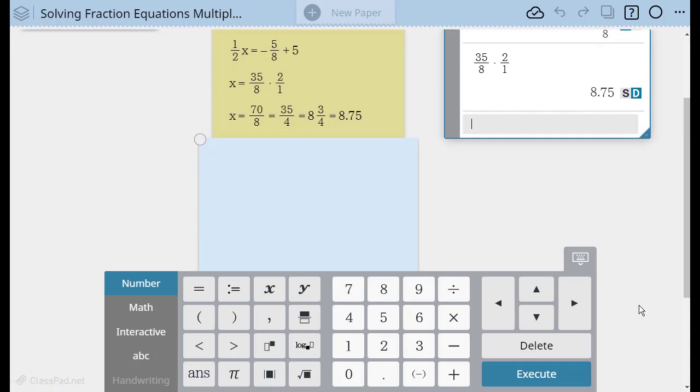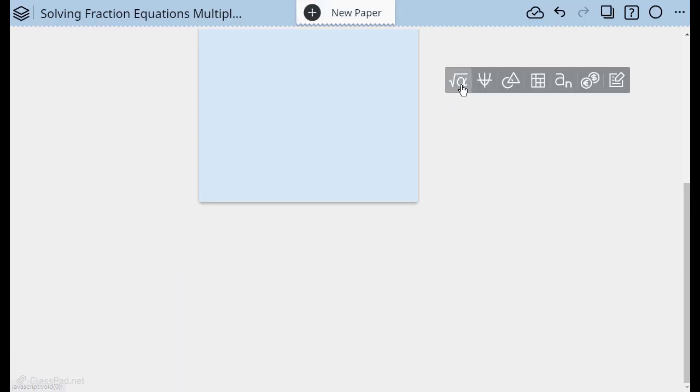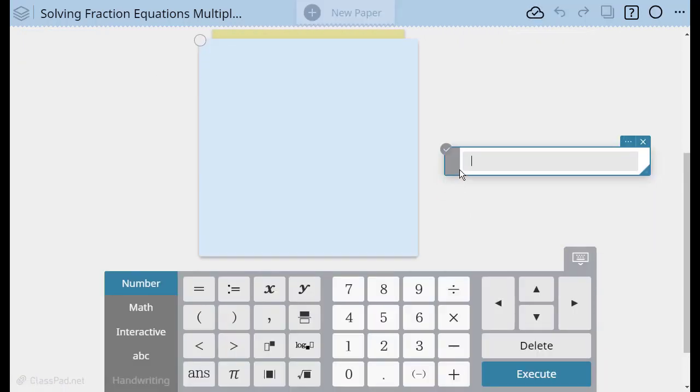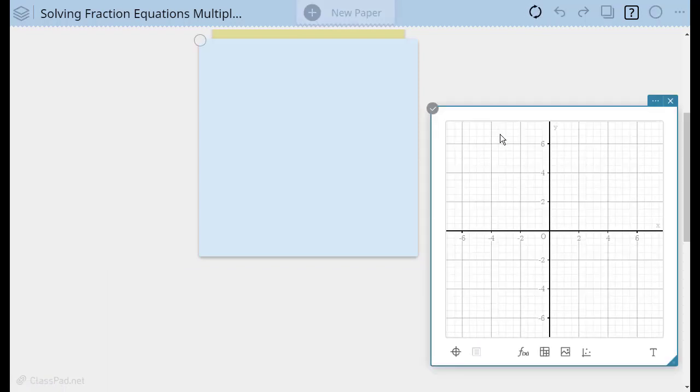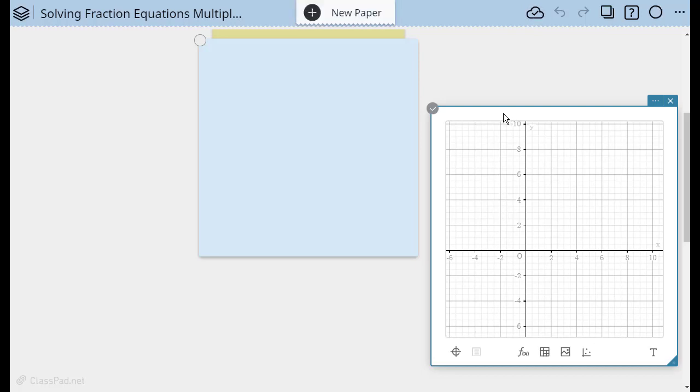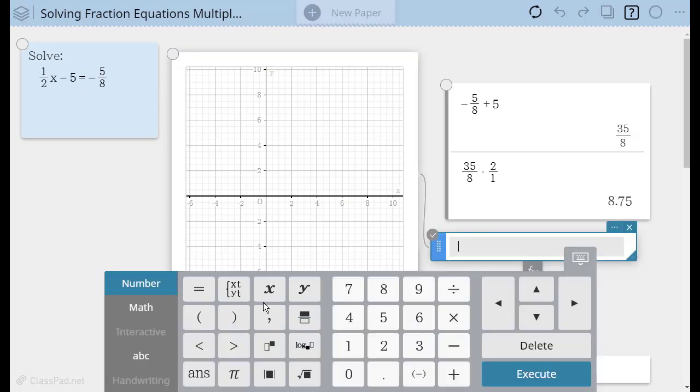Another way to solve this could be to pull up a graph and graph them. So let's do that. That's not a graph, sorry about that. Let's pull up a graph. And I'm going to move it a little bit closer to my problem. The nice thing about Classpad is you have these nice stickies. And so here's my problem again. And so if I hit my function thing, I'm going to enter each side of this as its own function. So basically I'm going to graph each side as a separate function, and the solution would be where they intersect.